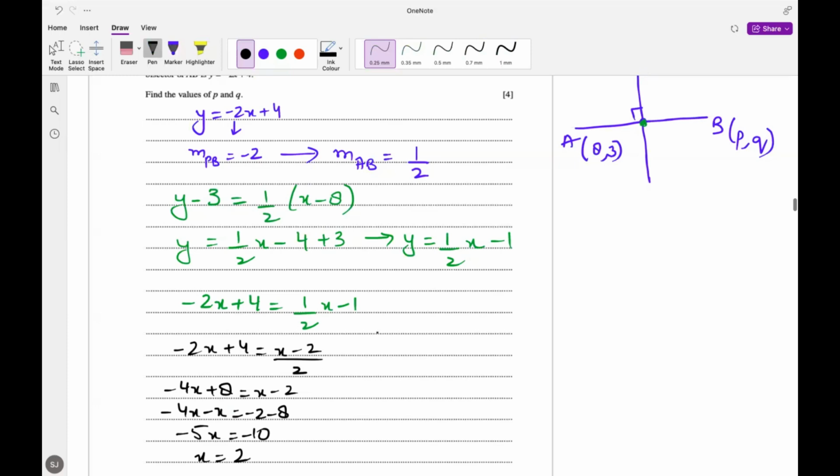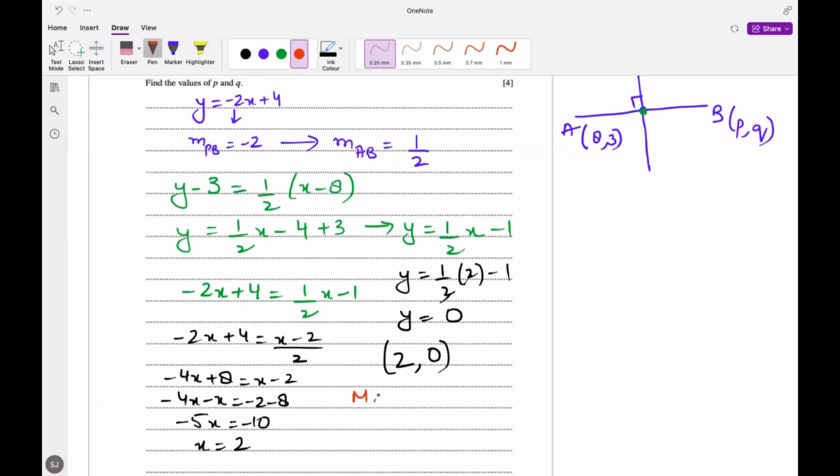Once we have the value of x is 2, we can find the y value. Substituting x equals to 2 into this equation, we'll get 1 upon 2 multiplied by 2 minus 1. So the y value will be equals to 1 minus 1, which is equals to 0. So 2 comma 0 will be the midpoint. Now once we have the midpoint, which has coordinates 2 comma 0, we can now apply the midpoint formula. So the midpoint formula is x1 plus x2 upon 2 comma y1 plus y2 upon 2.